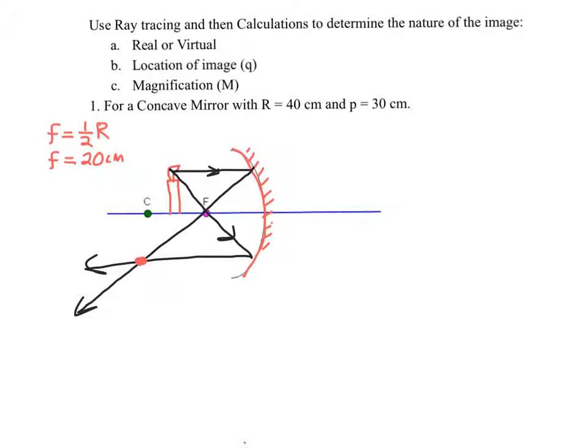That location, which I'm depicting with a red dot, is mapping the image location of the flame of the candle. That's where the flame of the candle image will be. It's not the actual candle, it's the image of the flame. And it always turns out that the base of the candle is always on the principal axis.